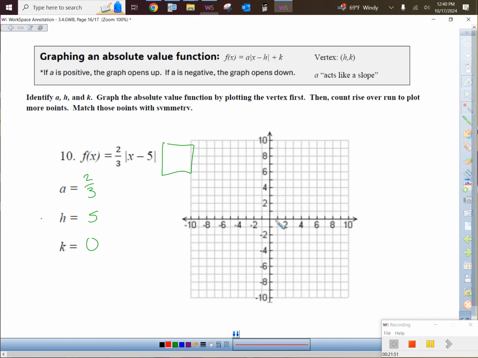Plot the vertex first, 5, 0. Rise 2, run 3. Rise 2, run 3. Put as many as you can on paper, up to like 3 or 4. And I ran out of room going to the right. I got off a little bit there, but that's okay. Fix it right there. How could you have known without ever graphing this that that's going to be an absolute value V that opens up? Because A is positive.